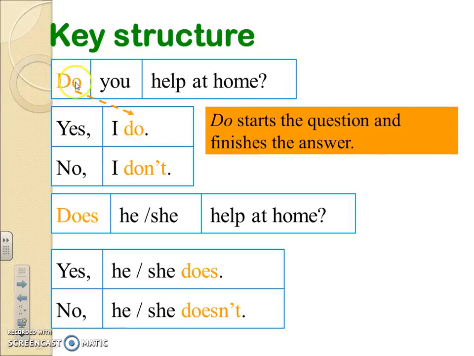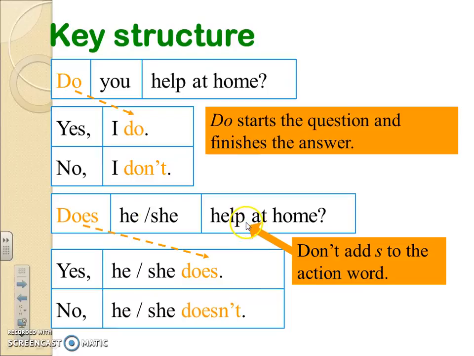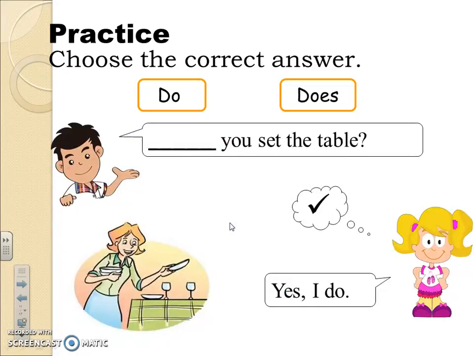So do starts the question and finishes the answer. The same with does. But remember, the verb here, the action word, you don't need to add s. Okay, let's practice. See if you can choose the correct answer. What does Autonomy say? Do you set the table? Do you think the answer is do or does? What do you think? Yes, you're right. Just do. Do you set the table?